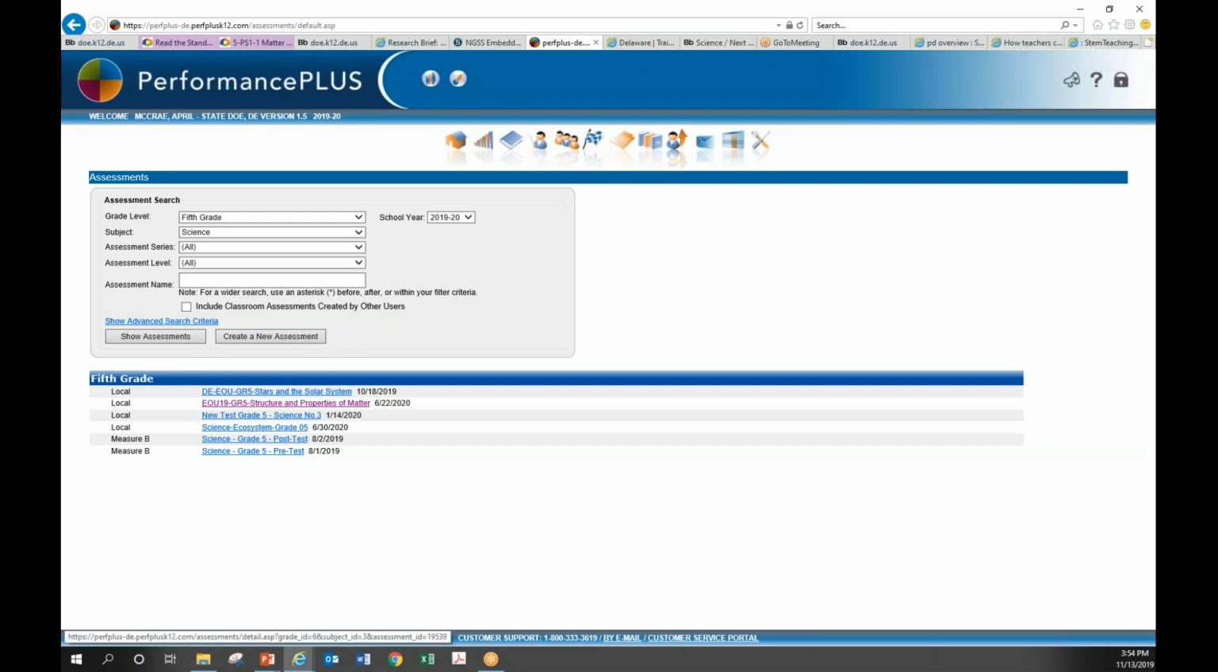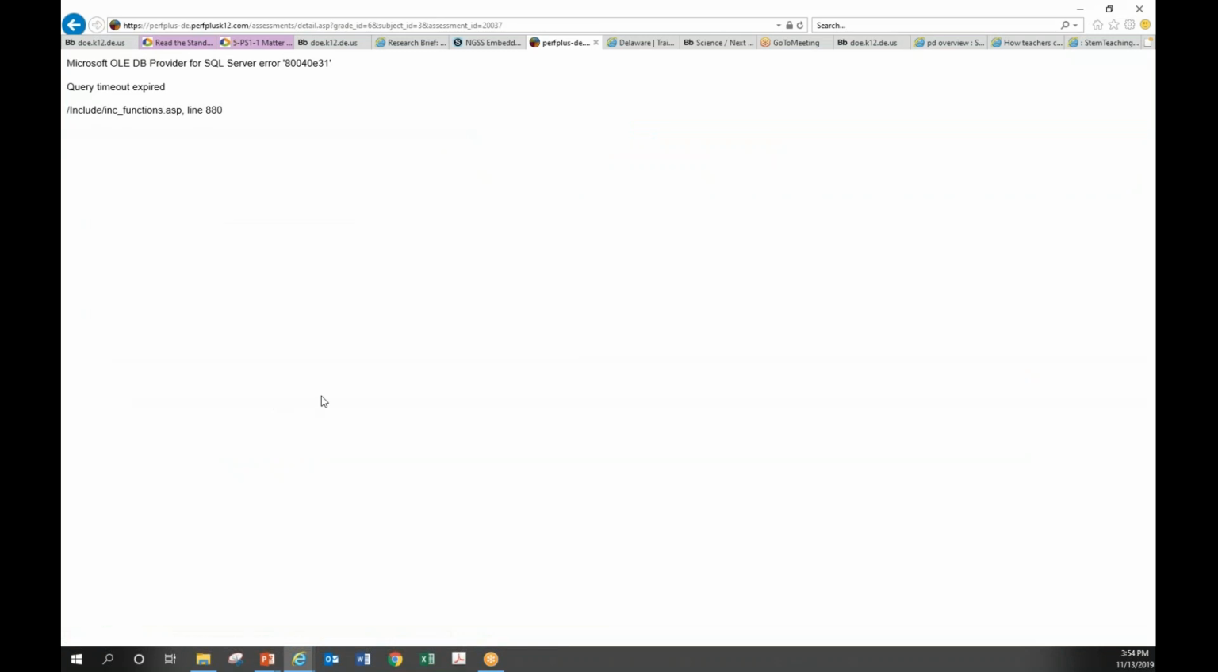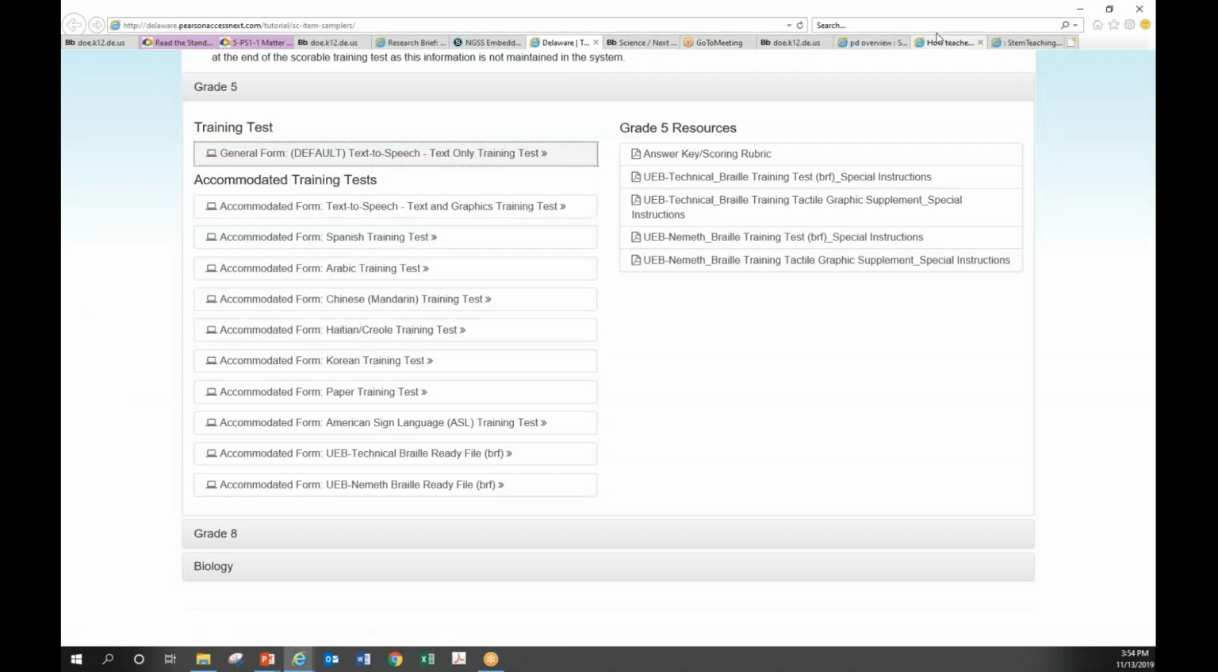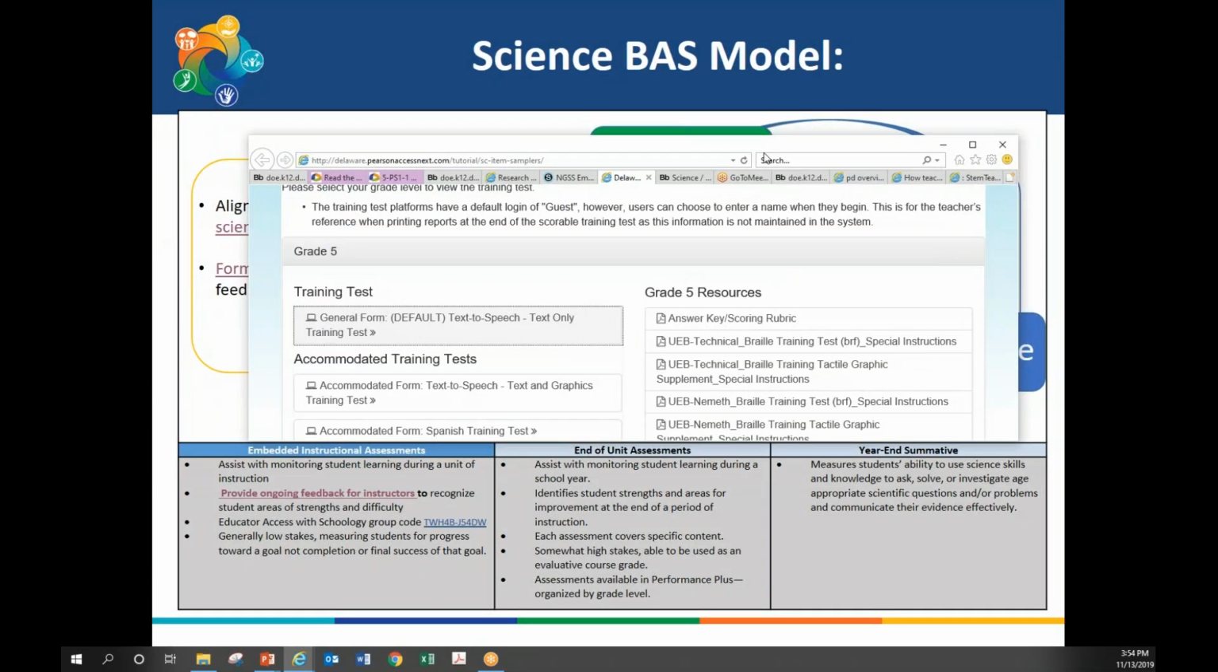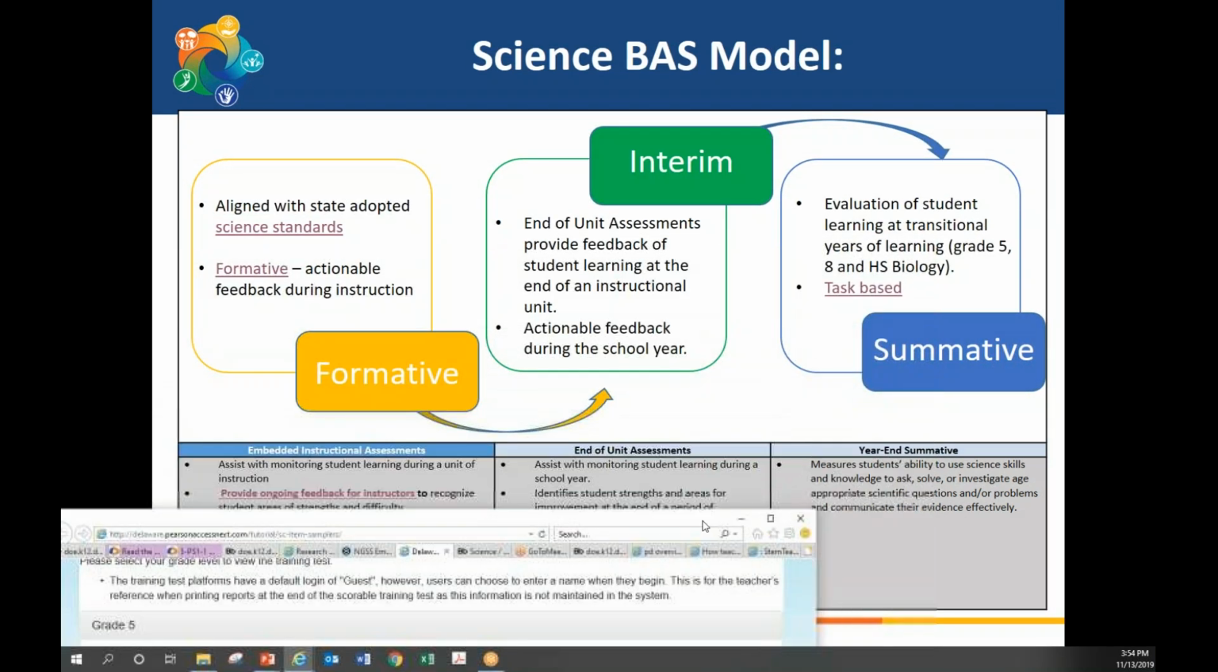These assessments are available to you and can be opened at your leisure. There's another one here for stars in the solar system. There you go, it timed out on me. We have 2 available in 5th grade, and we have several available at each of the elementary grade levels.